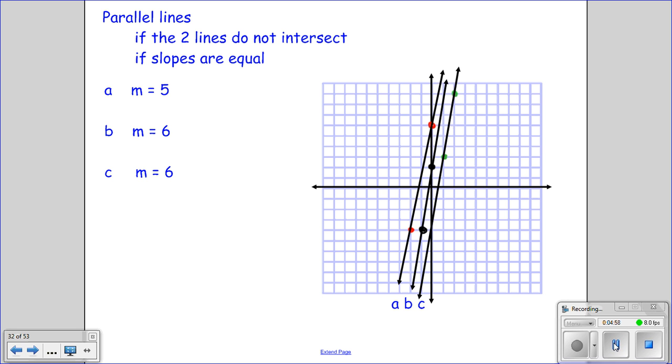Looking at our three slopes, we know that lines B and C have the same slope, and so therefore we say that B is parallel to C. Notice the little train tracks that are between B and C. That's how we show parallel in math. So if B is parallel to C, make sure that's how you write the parallel symbol, please.